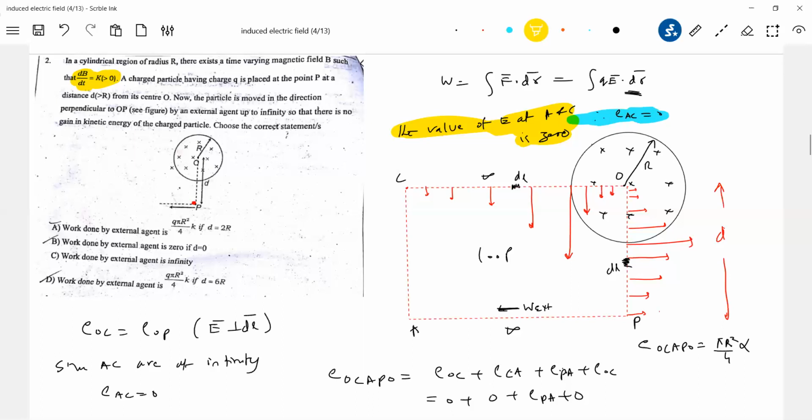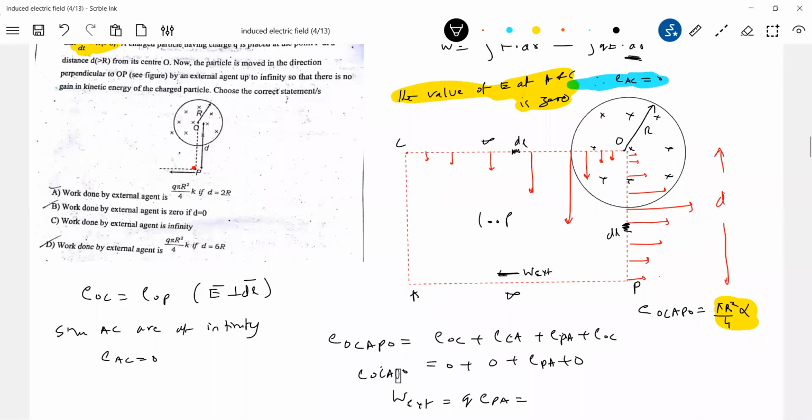And now you vary the distance d, starting from 2r, you make it 6r. I think it doesn't make a difference, no? And if d equals 0, work done by extrusion will be 0. If A and P are at infinity, then you could have picked up that part. P is at finite, A is at infinity. I think you can't pick up O to A straight, not possible.